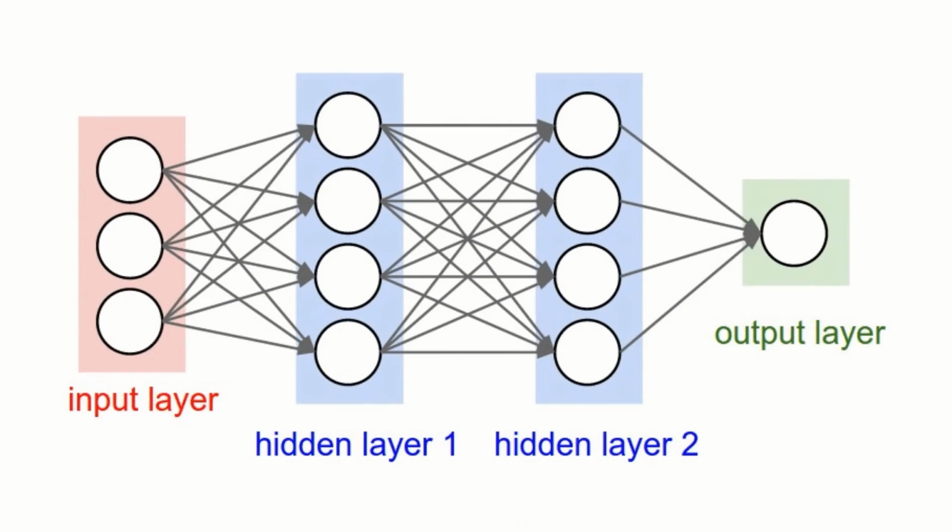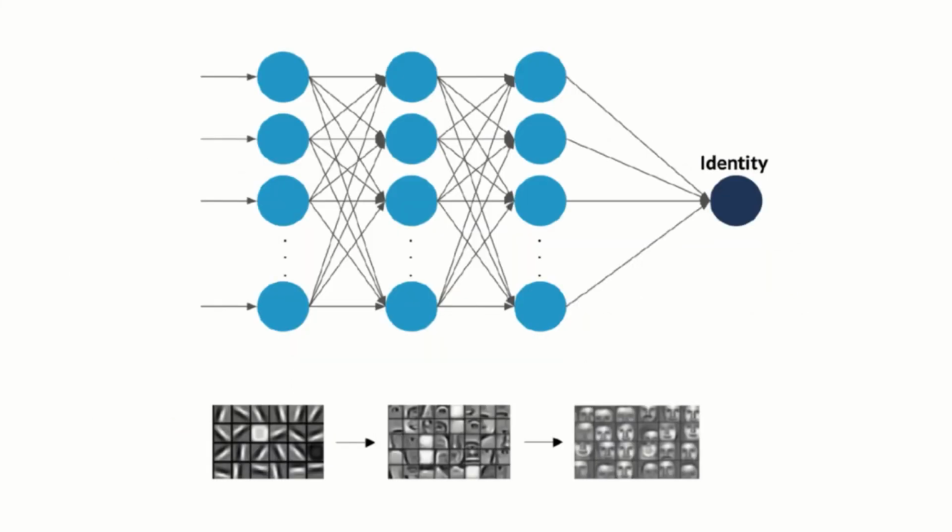Let's say, for example, there's an input layer, then two hidden layers, and the output layer. The first layer might be looking at the edges and the corners of the image. The second layer might be looking at the middle portion of the image and try to extract the relevant features.